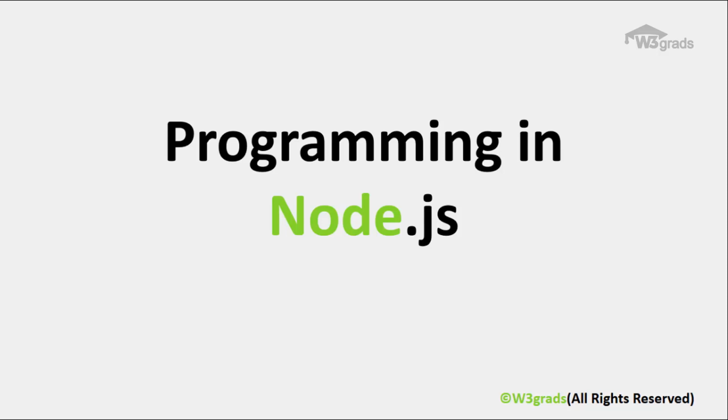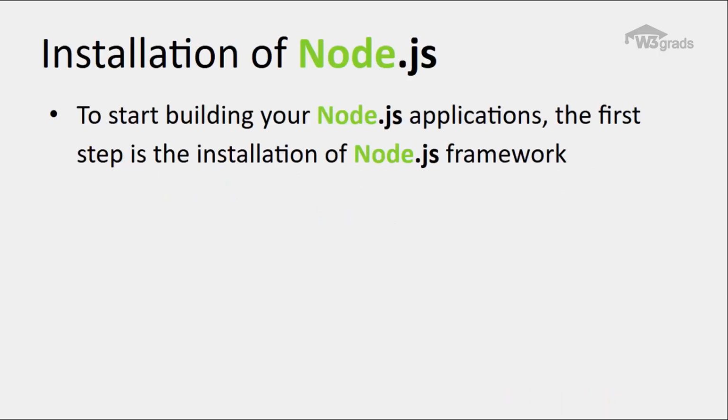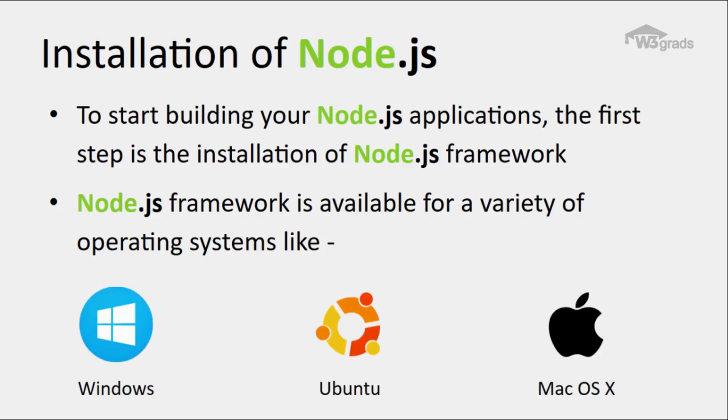In this video, we will be looking at Node.js Installation. To start building your Node.js applications, the first step is the installation of the Node.js framework. The Node.js framework is available for a variety of operating systems, right from Windows to Ubuntu and Mac OS X. Once the Node.js framework is installed, you can start building your first Node.js applications.